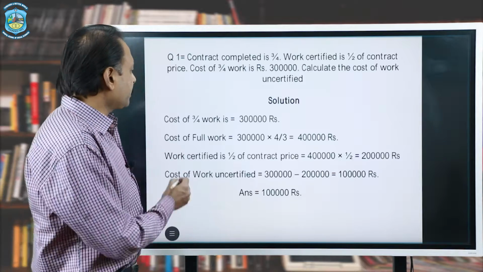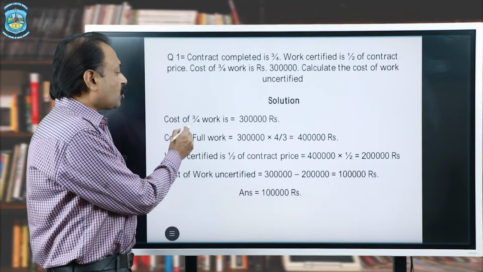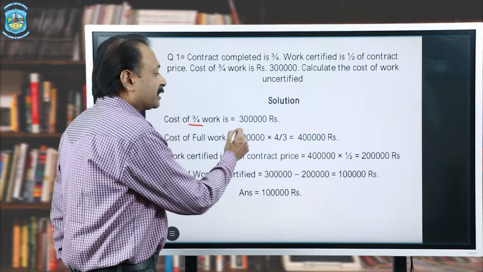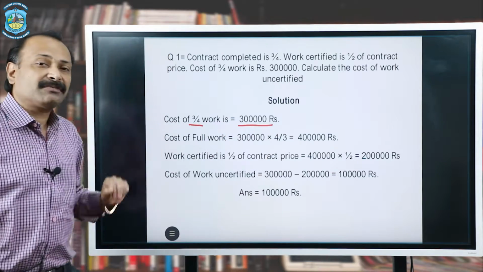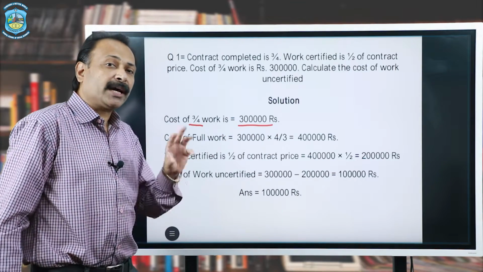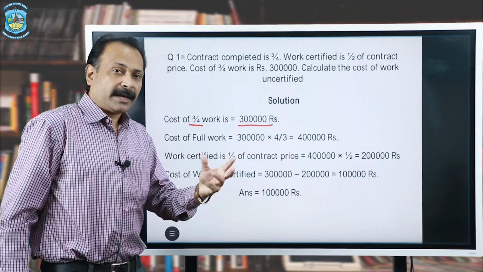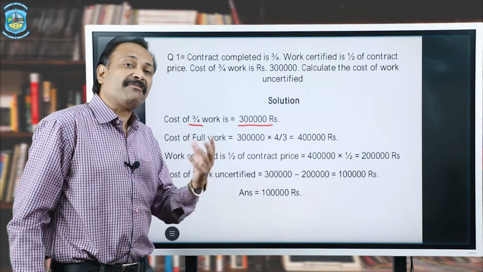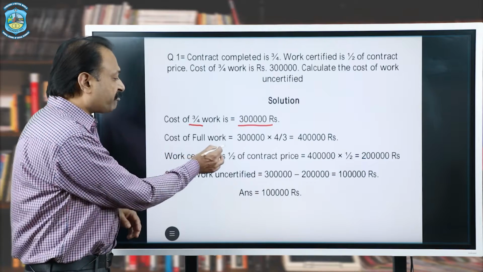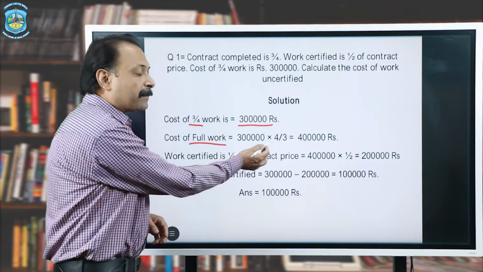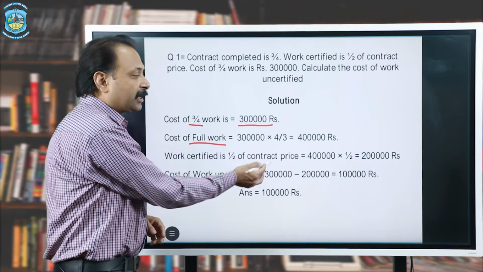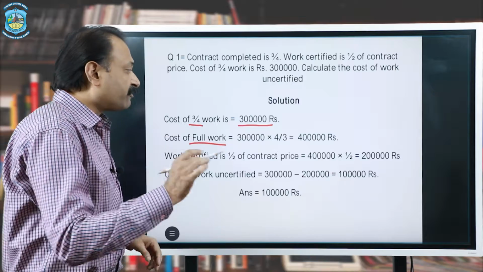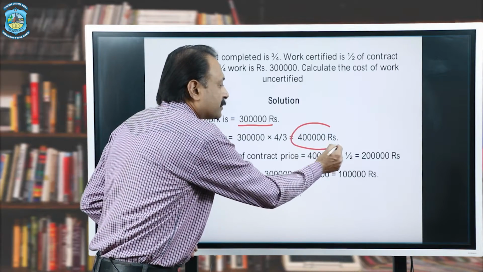So first of all, we mention cost of 3/4 work is 3 lakh rupees. On the basis of this information, we are going to calculate the total cost of full work. If this is 3/4 or 75%, what would be the cost of 100%? So cost of full work is 3 lakh multiplied by 4 divided by 3. The total cost of the contract is 4 lakh rupees.